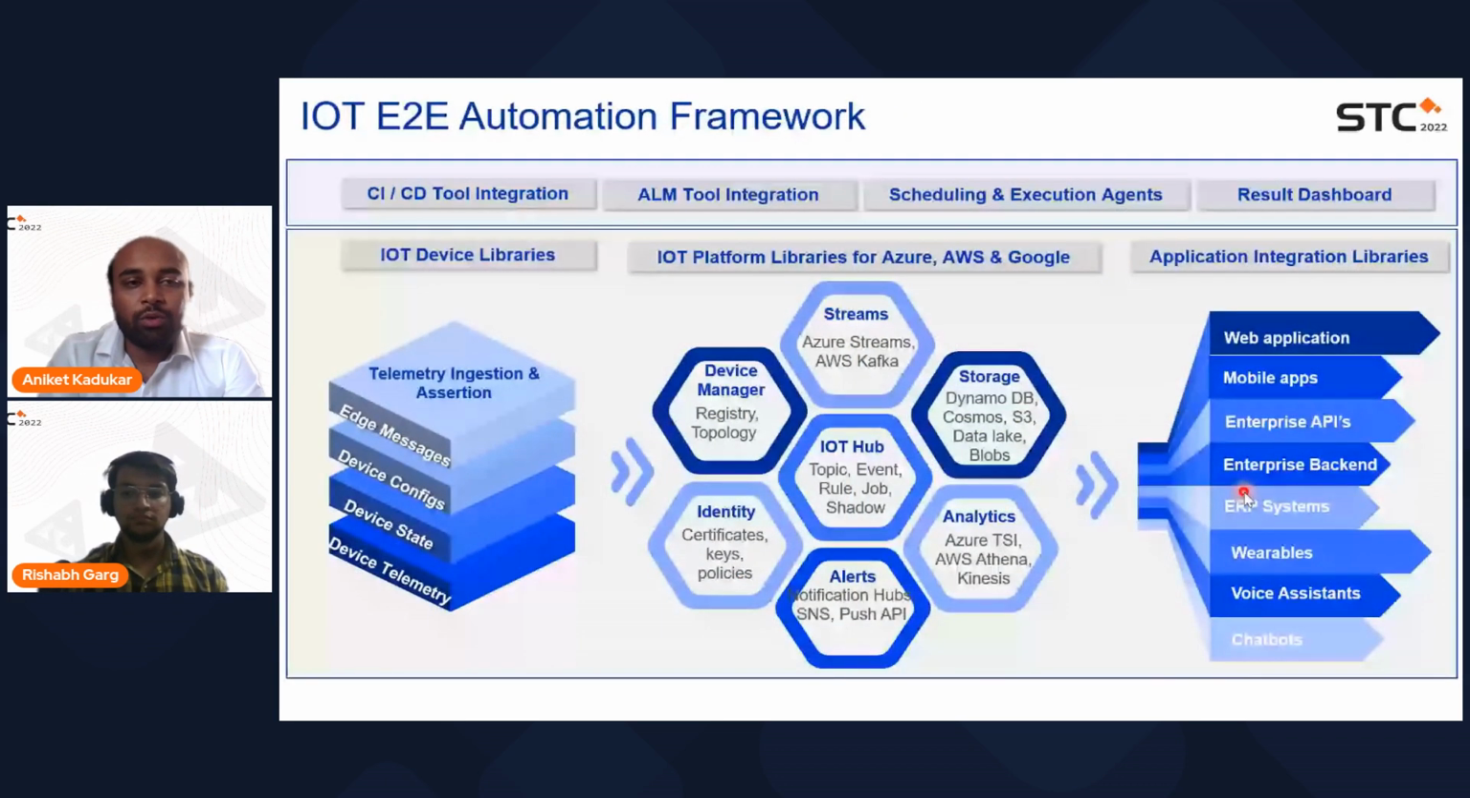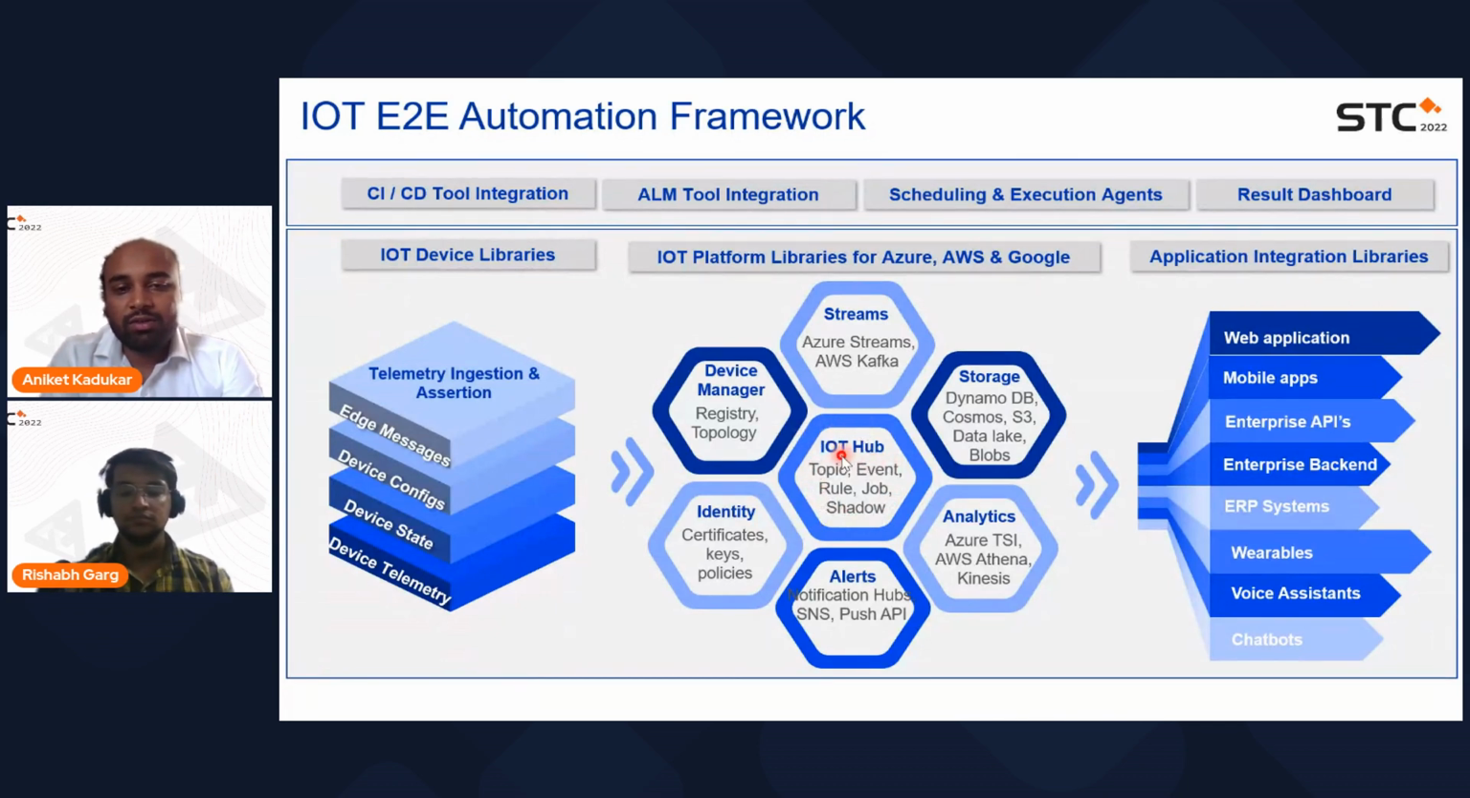So how does this end-to-end automation framework actually work? Basically, if we see ingestion assertion, it means we can simulate data such as edge messages, device config, device state, and device telemetry. All the data we can simulate, and we can dump this data to the different components of an IoT application. For example, if we want to test IoT hub, we'll send the data.